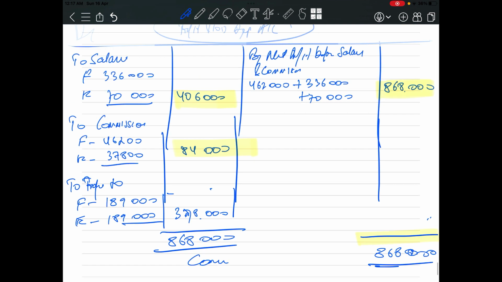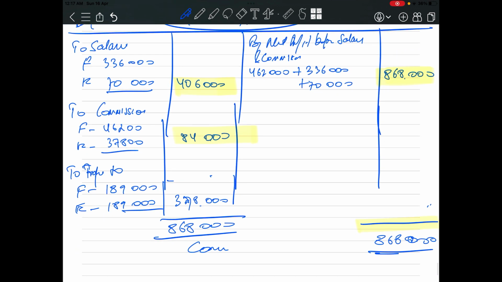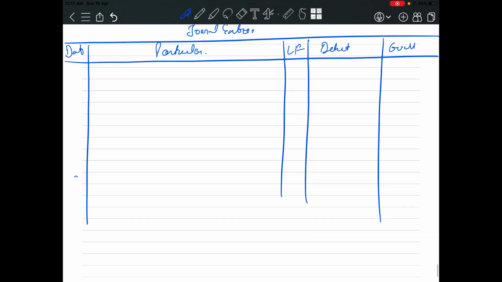Salary. Salary will be given to the partners. Now how will we pass this journal entry? Salary is an expense. Salary is an item of nominal account, so basically it's a loss for the firm. They are giving salary to the partners. So whose capital account is increasing? Partners' capital account is increasing.